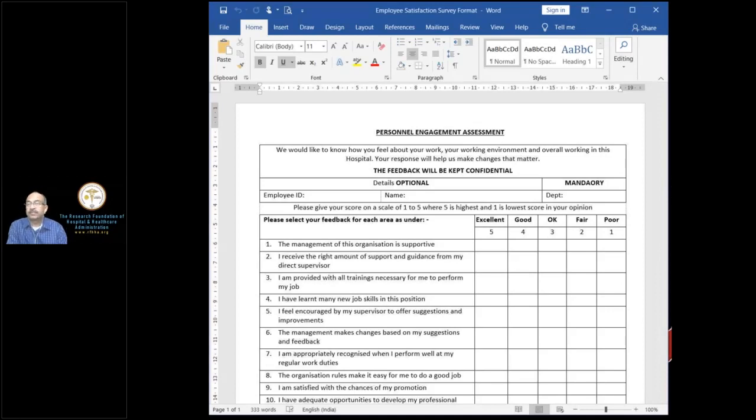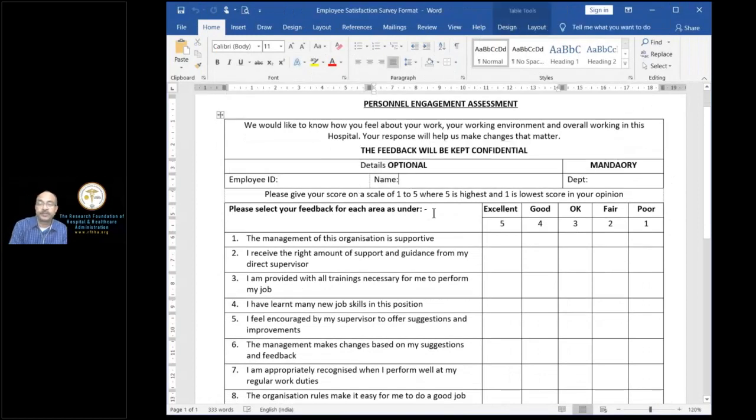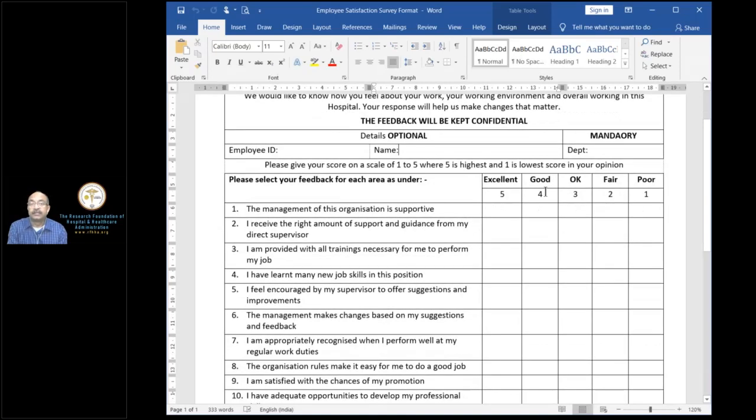So, as you can see, this part, the first two, the employee ID and the name, are optional. In employee surveys, they should always be optional, because if you make it mandatory, then nobody will give you a correct response. So the names are given only by those people who want to give their name. Otherwise, it is an anonymous survey. This is an example where we have used a scale, from 5 to 1 or 1 to 5. This is an example of what is called the Likert scale.